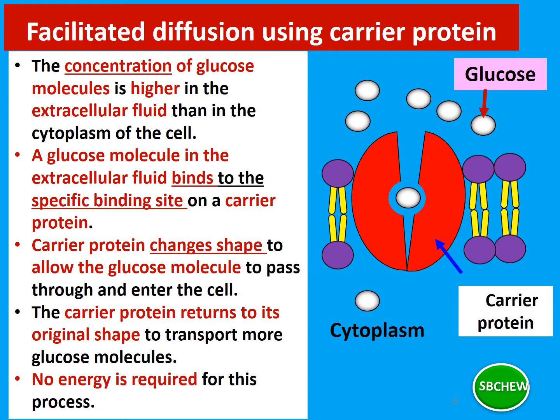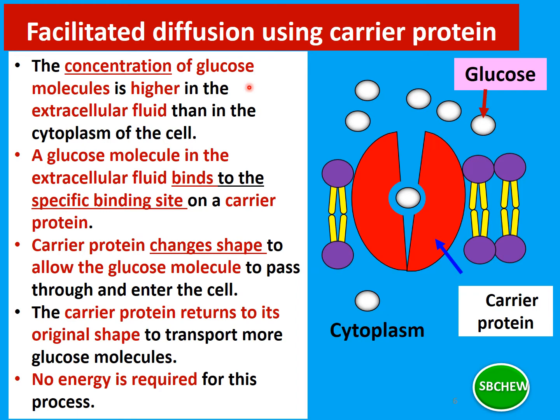The next type of facilitated diffusion is the one using carrier protein. So let's discuss this. Here we have the diagram of the carrier protein, and the glucose molecule is bound to it here. This is the inside of the cell. Let's say you have the same type of question: based on this diagram, discuss how molecules are transported into the cell. Again, you can mention first that this process is facilitated diffusion using the carrier protein.